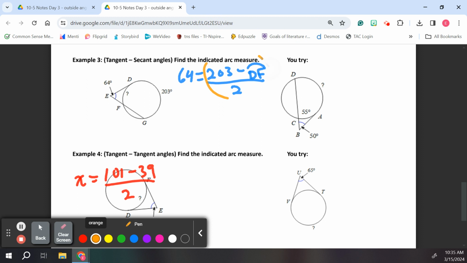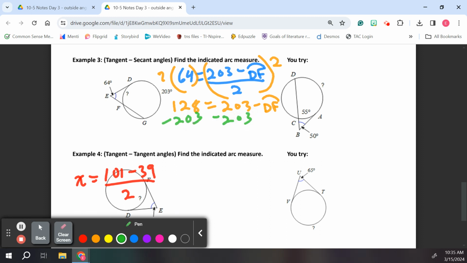So again, I know how much we love fractions, so let's get rid of it. Multiply both sides by 2. This is going to be 128 equals 203 minus DF. I'm going to subtract 203 from each side. This leaves me with negative 75 and negative DF. So in this case, divide by negative 1, DF is 75 degrees.